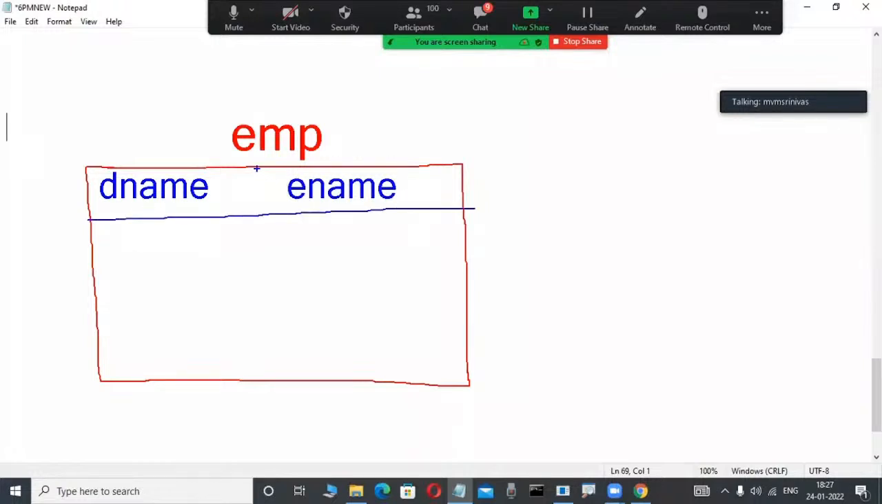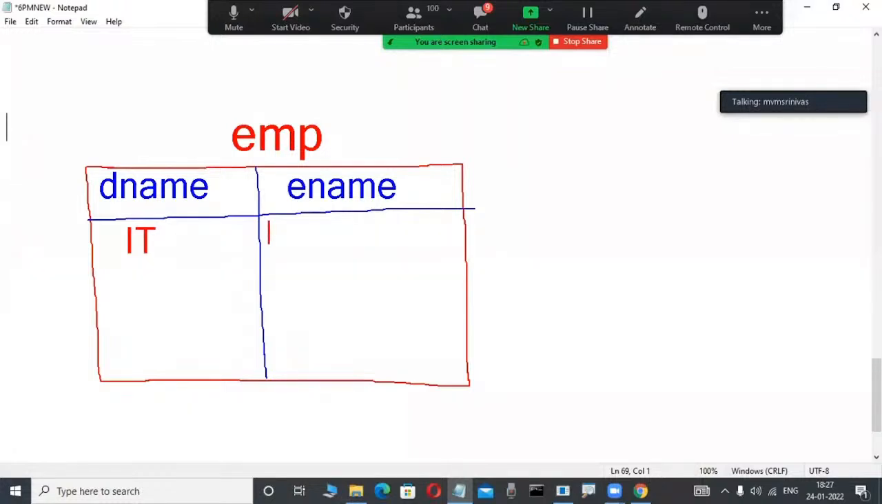Don't worry. Now check it out. Here department name is there. These are columns. D name and E name are columns. EMP is a table. For example, I'm representing like this. Here IT is a department. That is data. IT is a department. In this department, 3 employees are working.